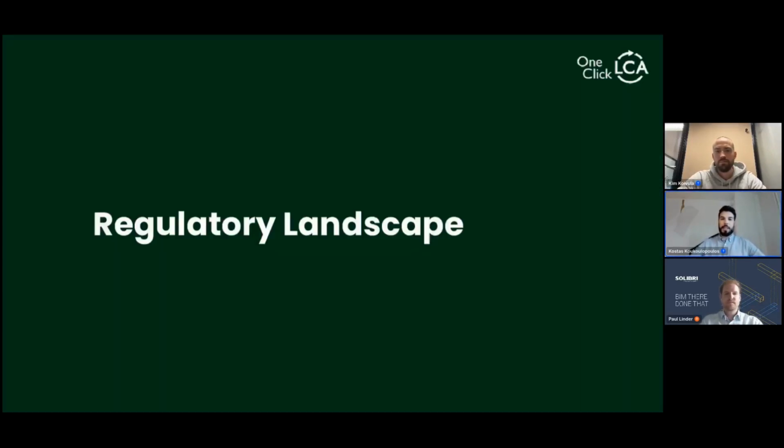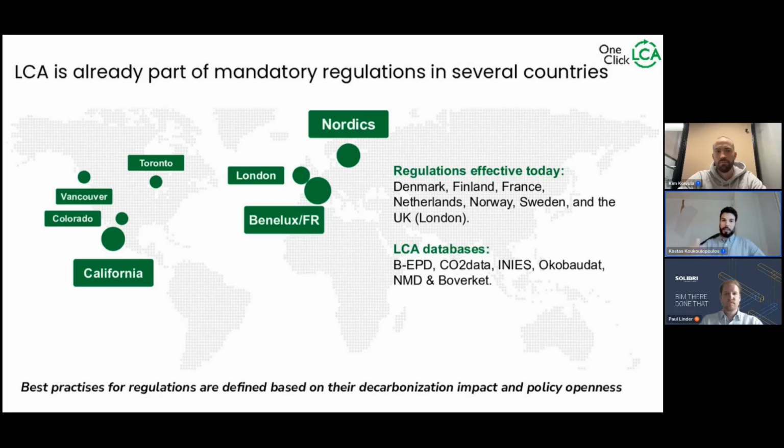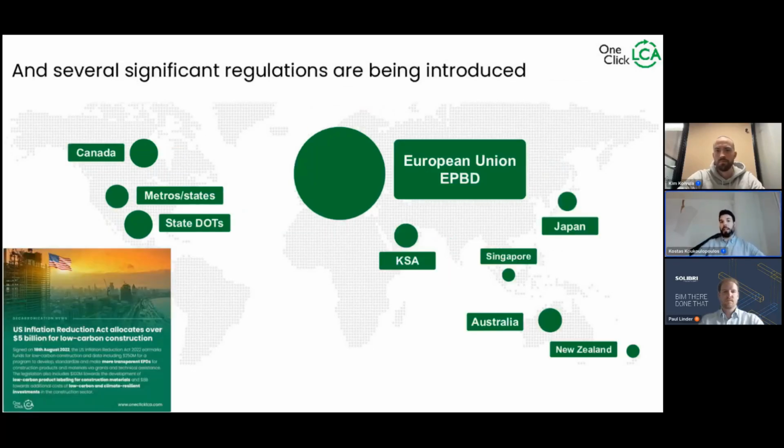And then the next step is the regulatory landscape and what the needs are. So here, the problem of the carbon footprint of the construction industry has been acknowledged by many governments and regulatory authorities all over the world. As a result, LCA is already part of some mandatory regulations, for example, in the Nordics, Central Europe, France, Netherlands, and also in North America. And there are many more regulations which are kicking in.